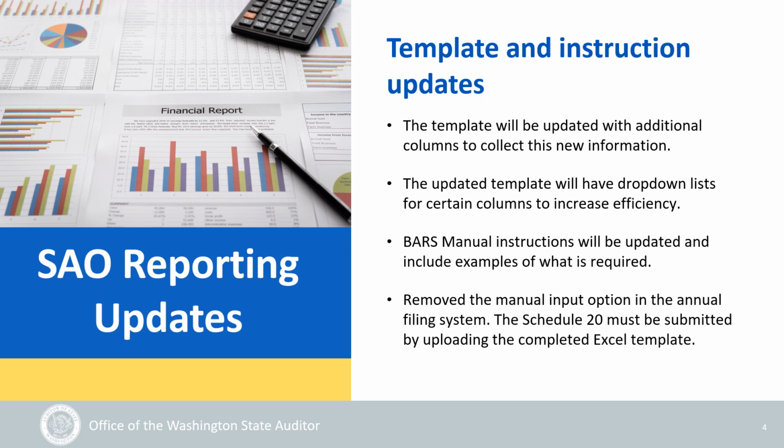The template has additional columns to collect the new information required by the legislature. With this update, we have also created drop-down lists for certain columns within the Excel template to help make it more efficient for counties preparing this schedule. We have also made significant improvements to the instructions in the BARS manual that includes additional guidance and examples on information that has been previously collected with the schedule and guidance for the new information required to report.